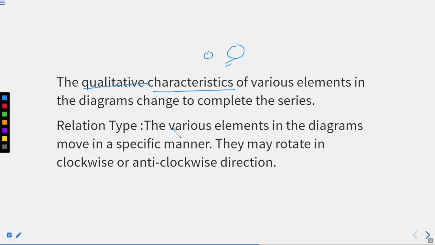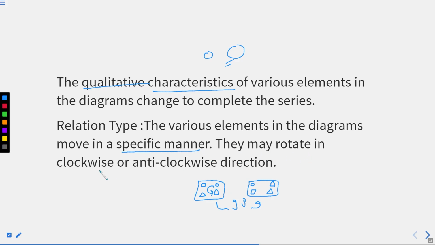Now the relation type. The various elements in the diagram move in a specific manner, right? What is a specific manner? If I say a circle, a square, a triangle, and a pentagon are here. So in the next part, if I draw this circle here, this square here, this triangle here, and this pentagon here, how are they moving? They are moving in an anti-clockwise direction by 90 degrees. So this is a pattern that they are following. In a similar manner, they'll follow some specific manner and move accordingly.